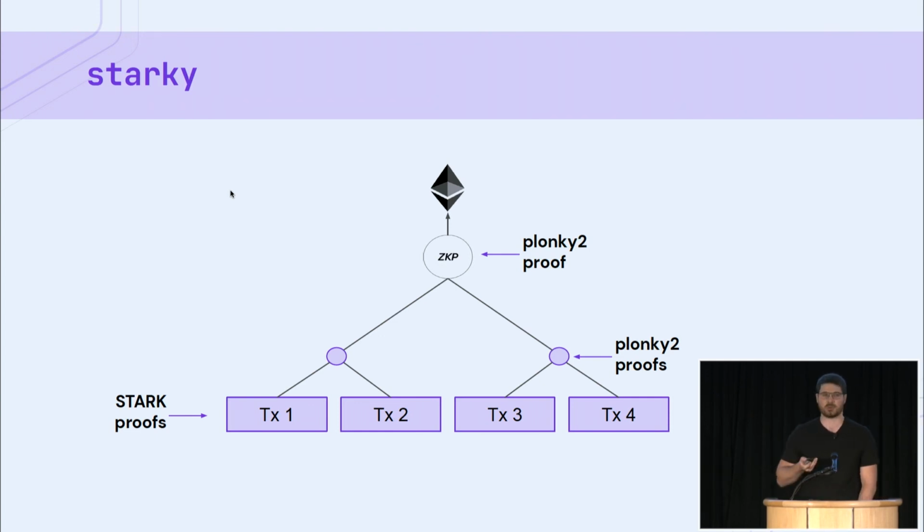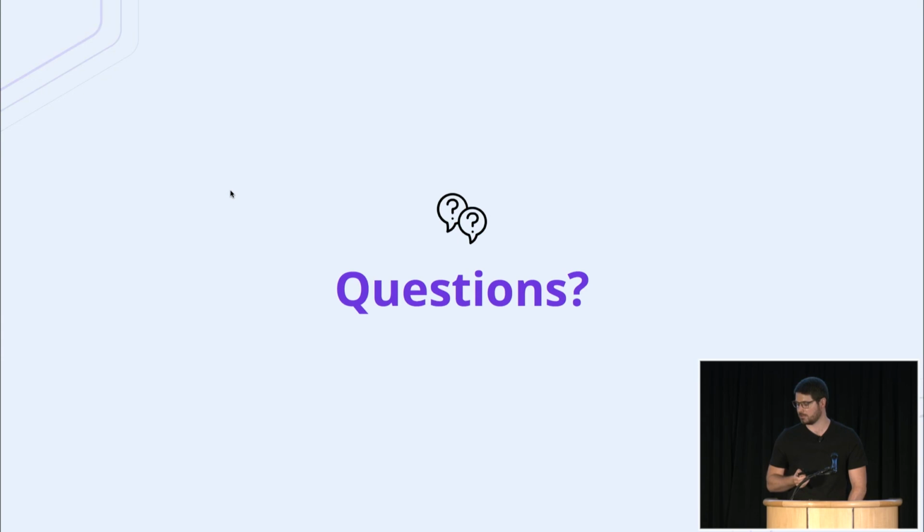Plonky2 proofs are quite large, as I said before. So one thing you can do is just wrap a Plonky2 proof inside Groth16, or Plonk plus KZG, if you want to have even lower cost on L1 for verification. All right, and that's all I had to say. If you have any questions.